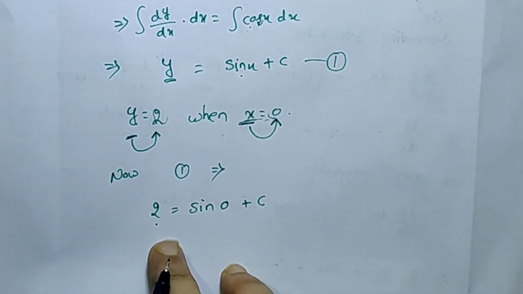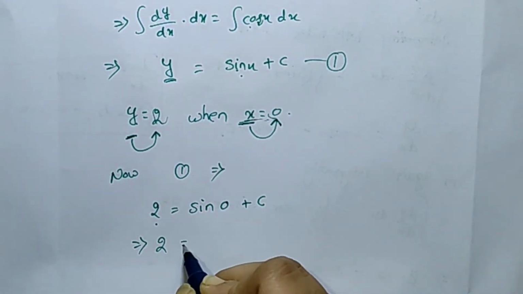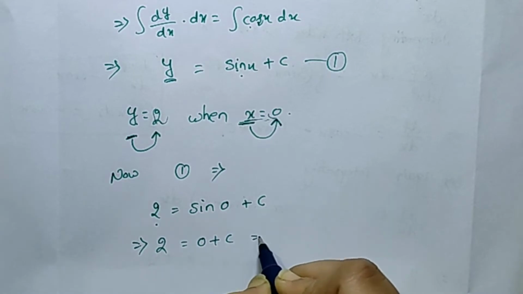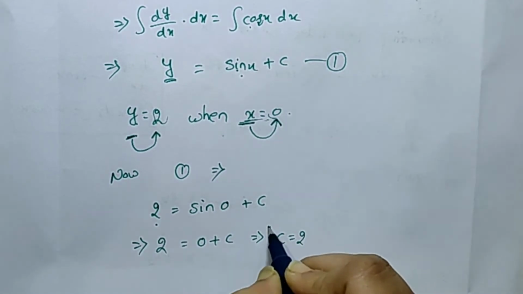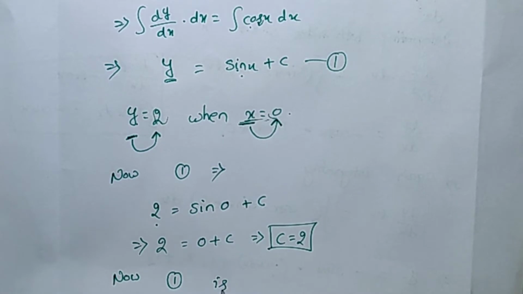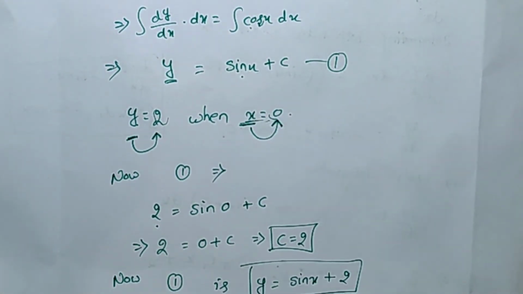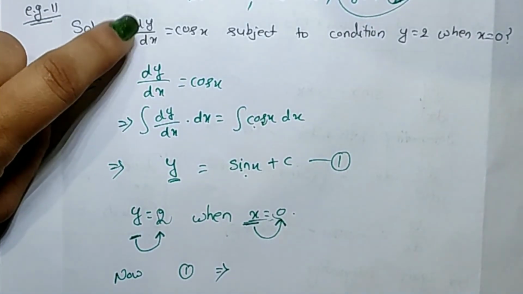Sin 0 is 0, which implies that 2 is equal to 0 plus c, so c is equal to 2. We find a value for the arbitrary constant. Now equation 1 is y is equal to sin x plus 2. Is there any arbitrary constant? No. So this is a particular solution to this differential equation.